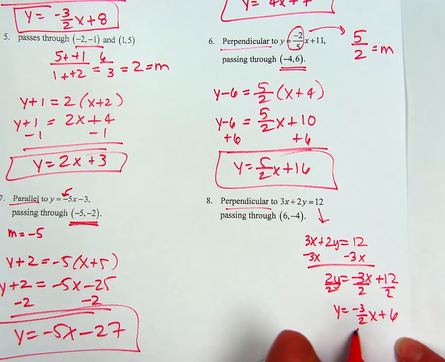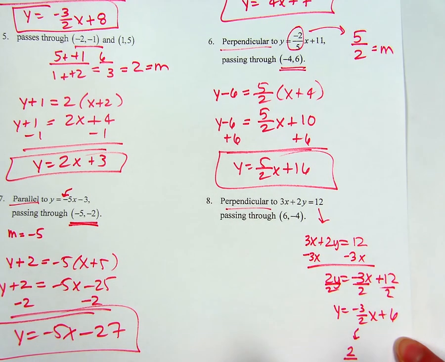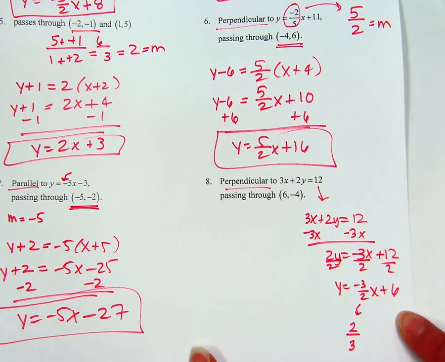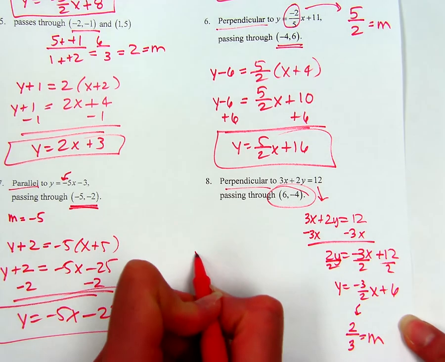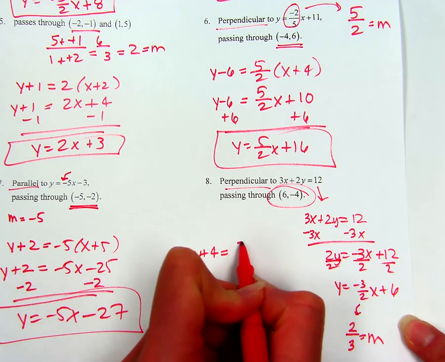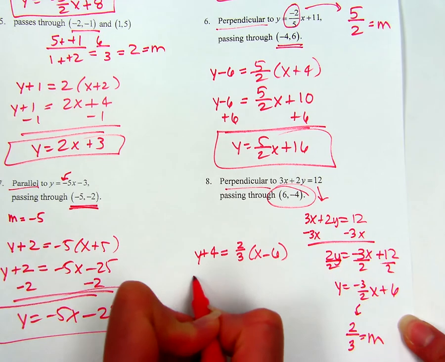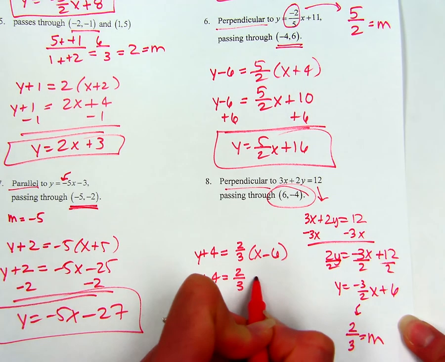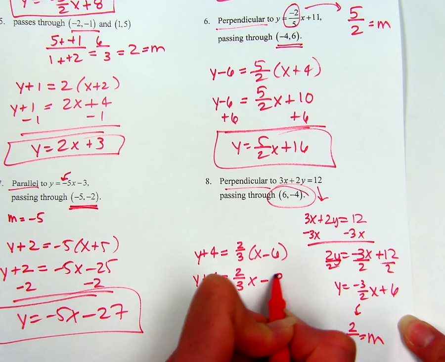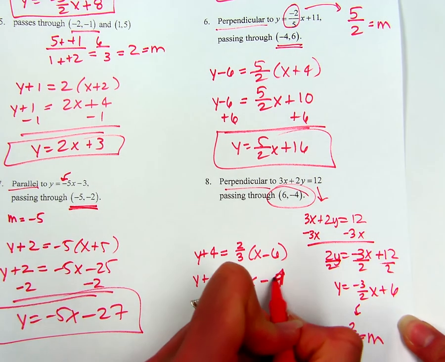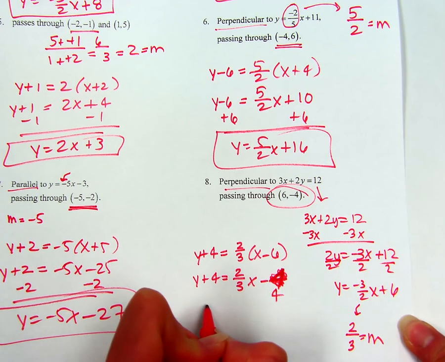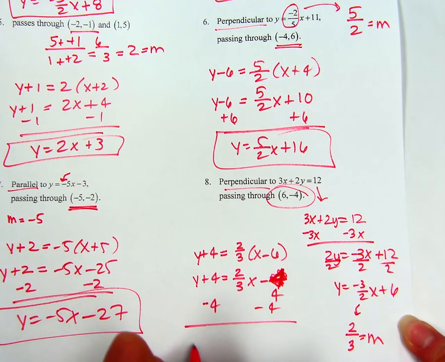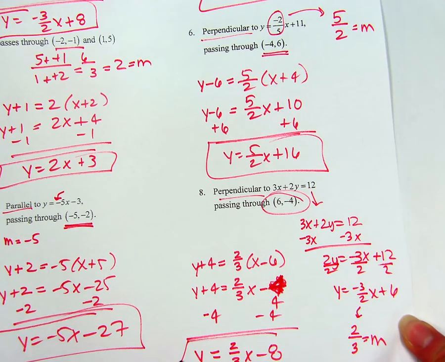Since it's perpendicular, I'm going to take the opposite reciprocal. So if that was negative, this will be positive. And if it was 3 over 2, I'm going to flip it over and make it 2 over 3. So that's the slope that I need to use, and then there's the point that it goes through. So I'm going to do y plus 4 equals 2/3 times x minus 6. And then I'm going to distribute my 2/3, and then I'm going to subtract 4 on both sides, and I get y equals 2/3 x minus 8. And then I'm all done.